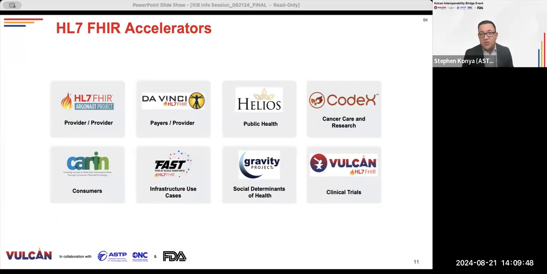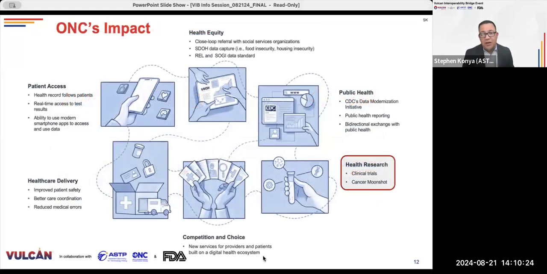One thing that I want to mention is whenever possible, sometimes there's overlap between these accelerators and we try to bring them in. So for instance, if we're thinking about cancer-related clinical trials, we'll certainly want to include Codex in those conversations and have them as part of this work. The other part is if we're thinking about infrastructure needs like consent and electronic consent, and FAST is working on that, we'd love to then repurpose and try to leverage that work in the work that we're doing with the Vulcan Interoperability Project so we don't have to reinvent the wheel. So we're constantly looking how we can build on work that's already been done out there and including everybody wherever possible. Next slide.